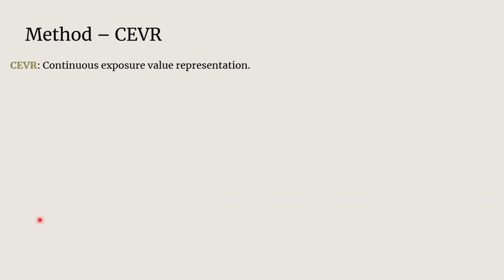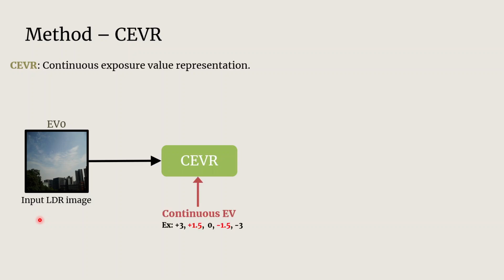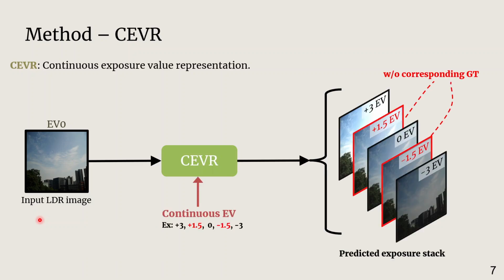First, in order to generate the continuous LDR stack, we propose the CVR model, which can generate LDR images with arbitrary exposure values. It is a UNet-based structure and incorporates the implicit function design. But for those exposure values without corresponding ground truth, how can CVR understand the meaning of unseen exposure values during the training phase and generate a reasonable result?